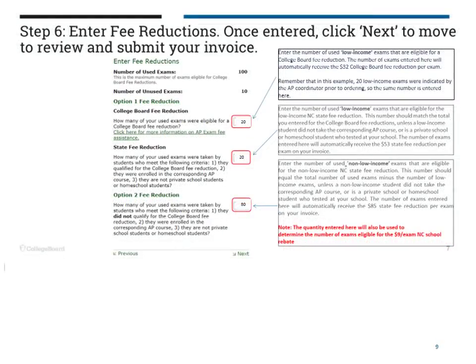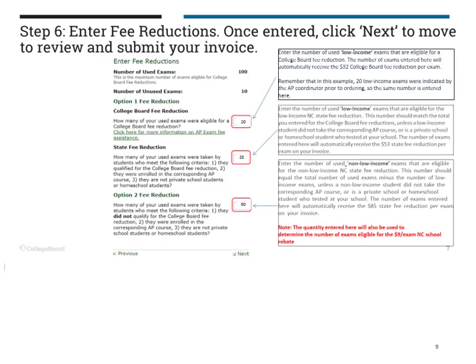Keep in mind, this first quantity may include homeschool students, private school students, and students who were not enrolled in the corresponding course. But those students will be paying you for their exam, right? Those three categories of students. Only the public school students who were enrolled in the AP course will not be paying, the state will pay the $53, right?